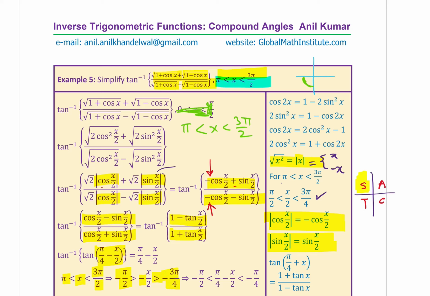When you add pi by 4 to this, you get what? You get your interval, between minus pi by 2 and minus pi by 4. So that is within our interval, which gives you tan inverse of tan theta as theta itself. So the answer is pi by 4 minus x by 2. Correct? So that is how we get our solution. Very important exercise to understand how the domain influences the working. Okay?